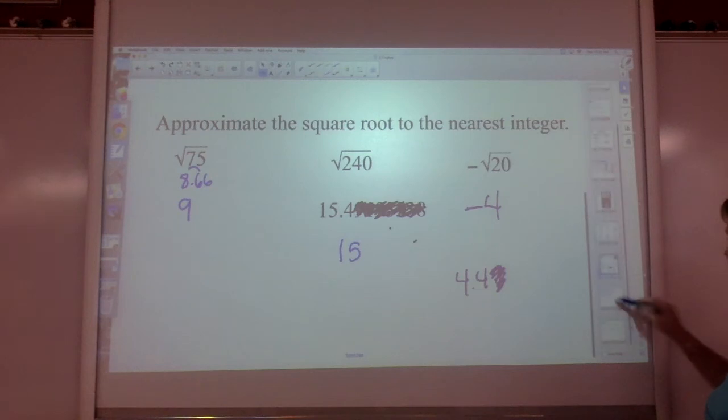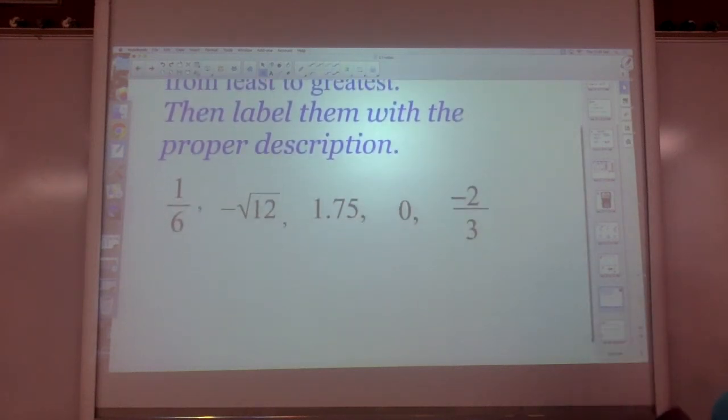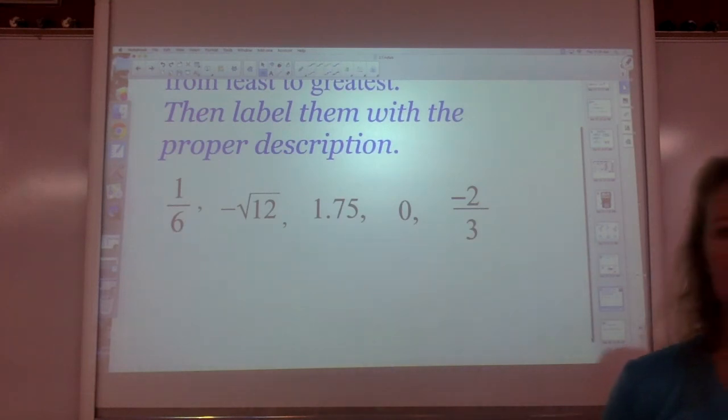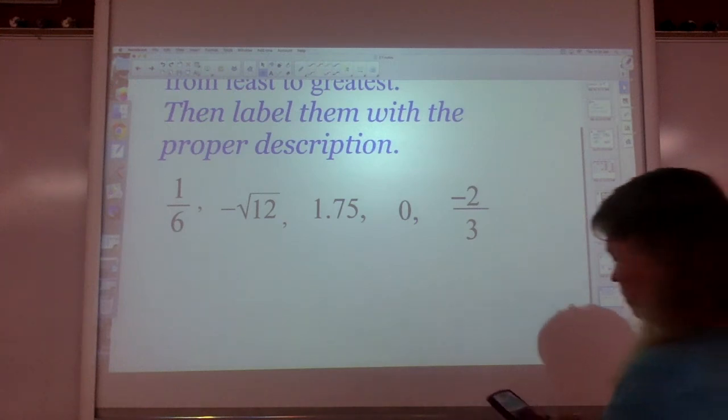Okay, and finally, it's going to ask you to put these numbers in order from least to greatest, then label them with the proper description. This is our last problem. You have to first convert them all into decimals. Otherwise, you don't know how big they are. And then when you write them, I'll show you, we'll write it in order.